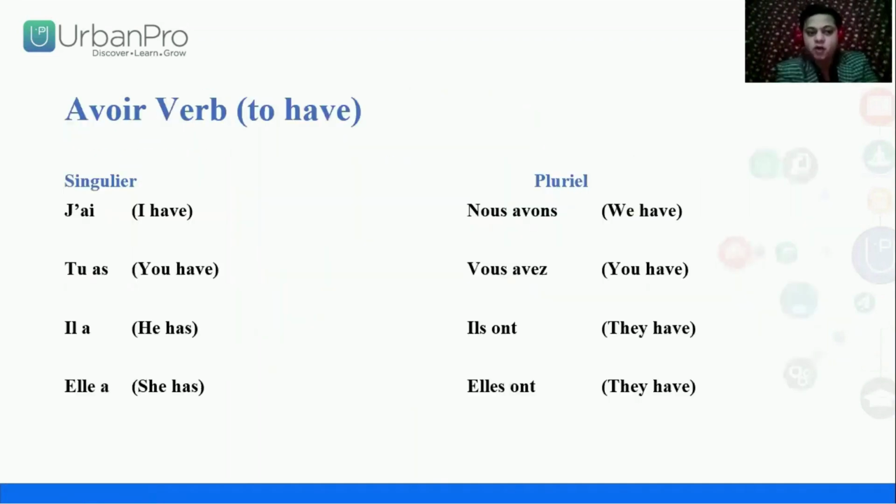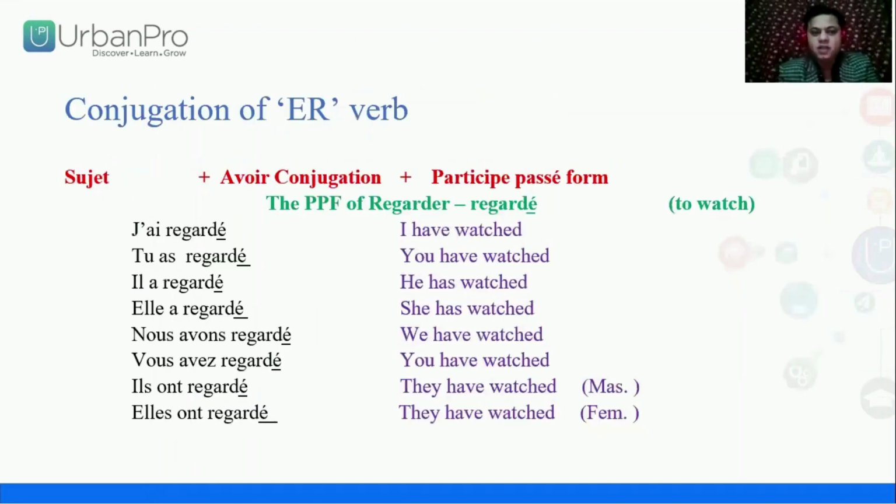So the avoir conjugation, I taught you: je, tu as, il a. Now you can see here I have put j'ai regardé. I have watched. The action is complete. Tu as regardé, you have watched. Il a regardé, he has watched. Elle a regardé, she has watched. You can see here it's avoir conjugation plus PPF.